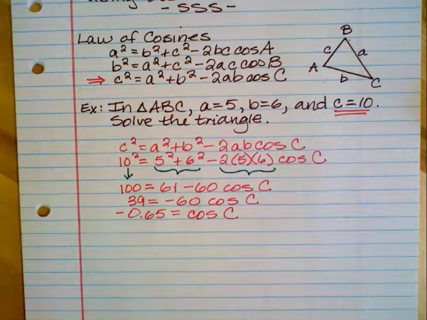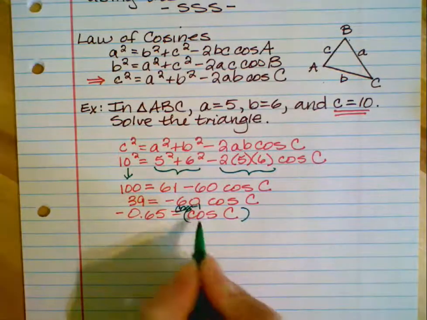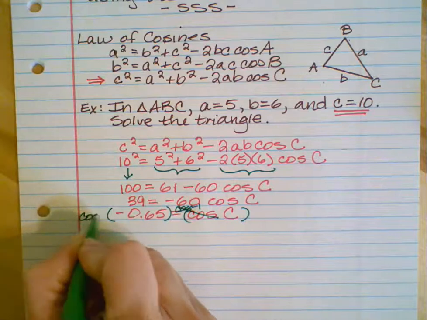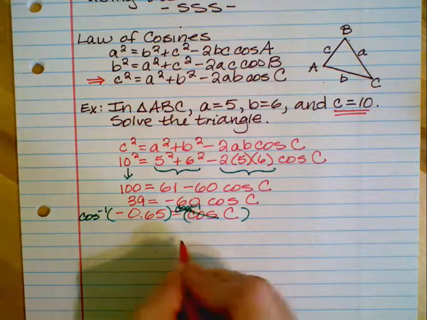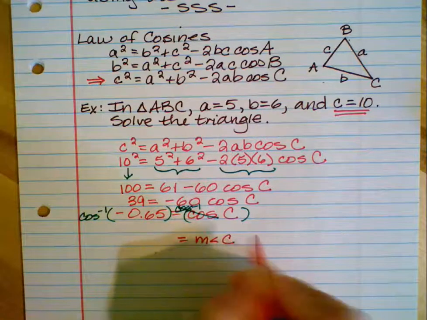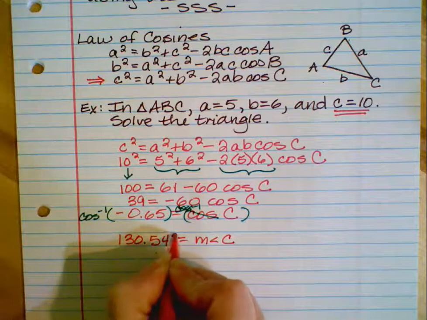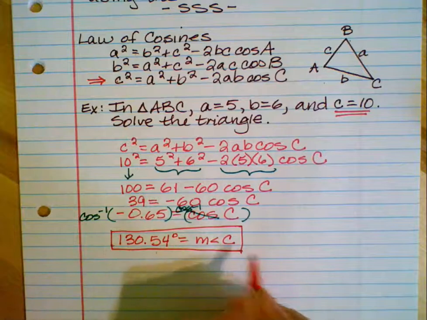Now, from previous experience, we know that in order to find that missing angle measure, to get rid of the cosine that's attached to it, we apply an inverse cosine on both sides. So in this case, the inverse cosine and the cosine are going to cancel. And what we'll be left with on the left side is the measure of angle C. In this case, the measure of angle C is 130.54 degrees. And we know that's an approximation, but ultimately there's the measure of our angle.